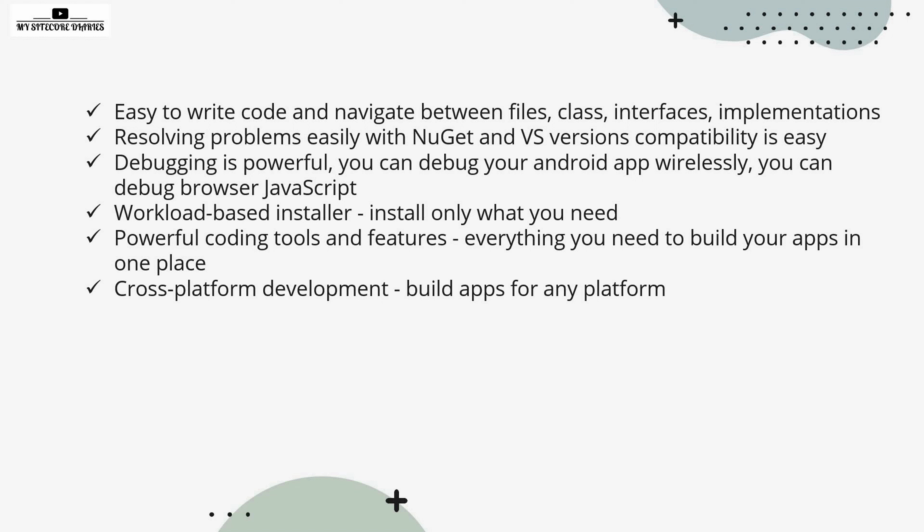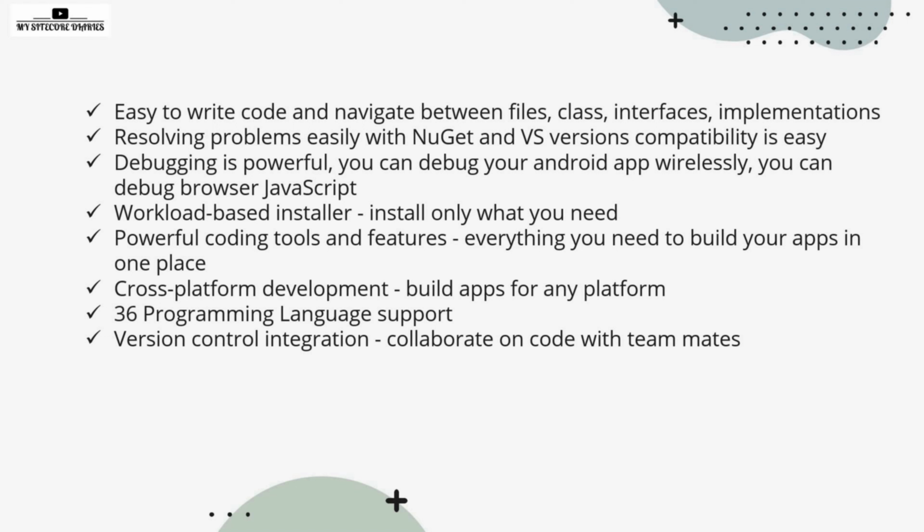Cross-platform development, builds apps for any platform. It supports 36 programming languages. Version control integration and collaborate on code with teammates. So for the team, you can have collaboration using Teams. Any developer can work on any of the files. Two people also can work on the same file, and then you can merge the code.